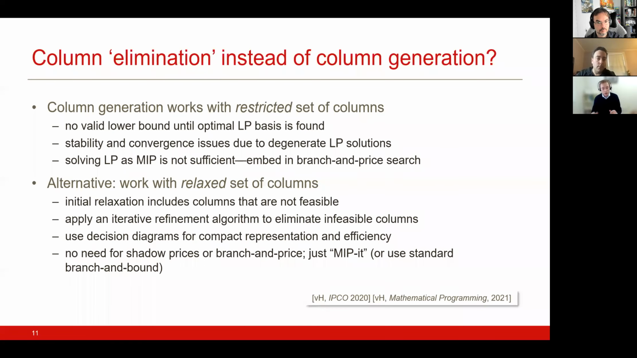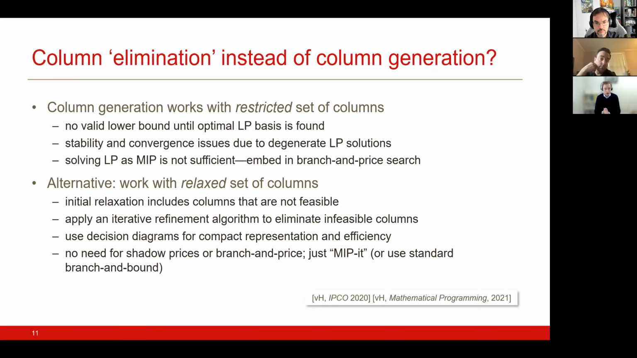So as an alternative, why don't we look at, in column generation, the restricted set of columns that does not give us a valid bound? Why don't we look at a relaxed set of columns that has more than only the feasible set of columns? That will always give us a valid bound. And that's what we're going to propose here. And to get that bound tighter and tighter, the idea is to not add columns to it, but to eliminate columns from it through a process of refinement.